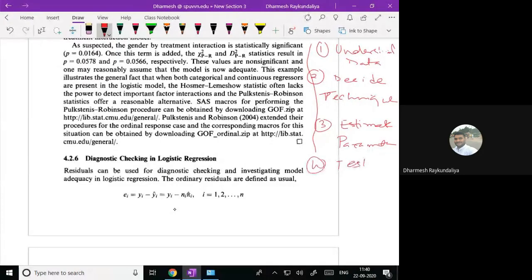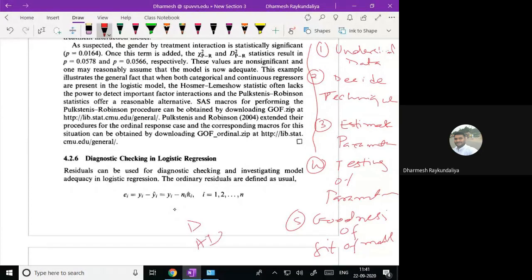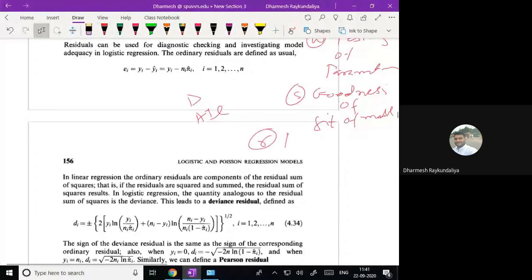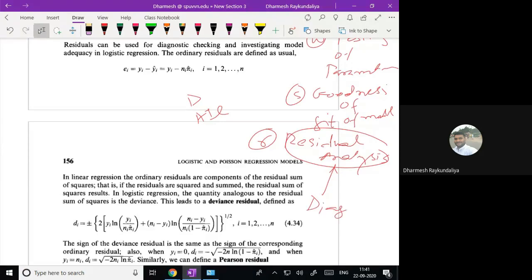Testing of parameters. Then you talk about the goodness of fit of the model, where you can use the deviance, we can use the AIC, okay? And then we go for the residual analysis. And residual analysis is mainly useful. It is a diagnostic checking.